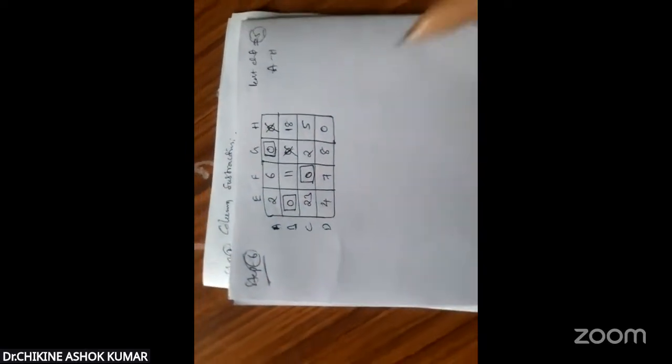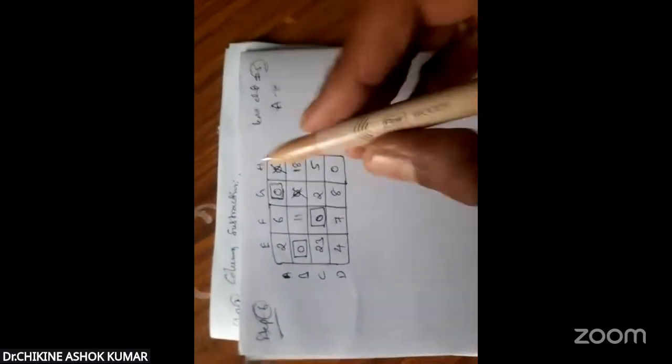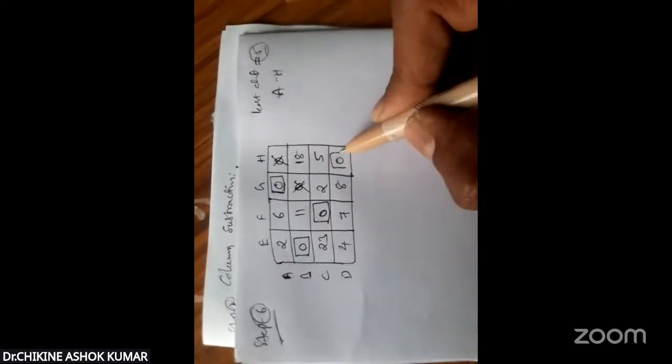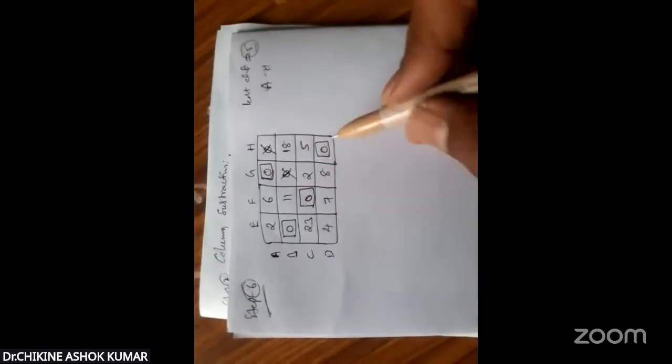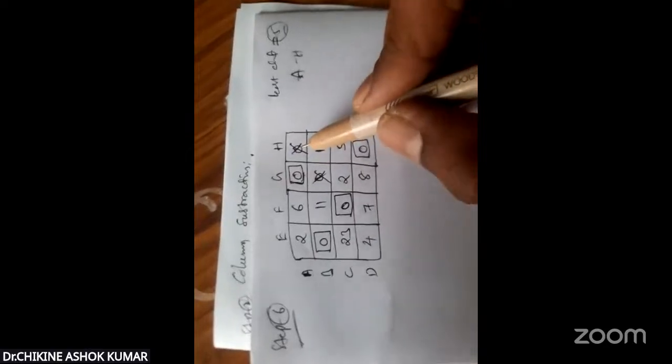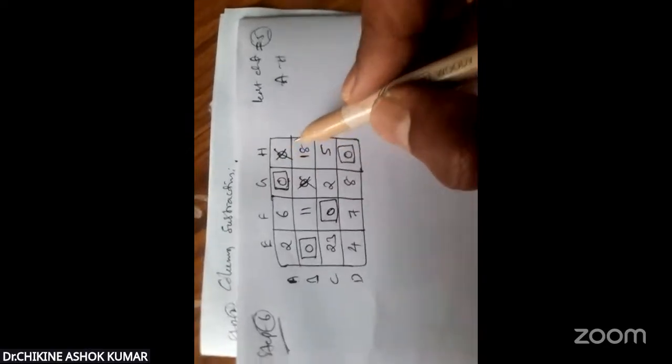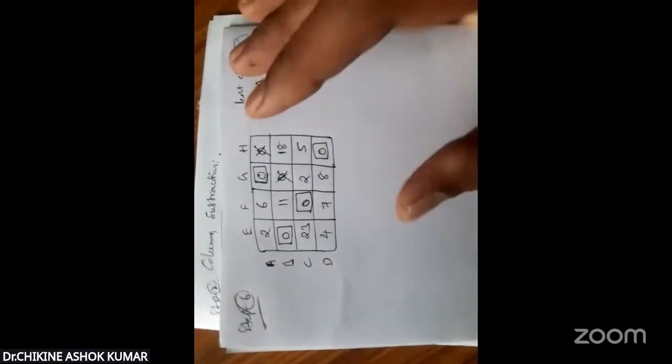In the fourth row, how many zeros? We have one single zero. So I am going to assign this zero. Is there any extra zero row wise? No. Column wise? Yes, we have one zero, but already it is cancelled. So like this, we have to finish the assignment and again check the condition.